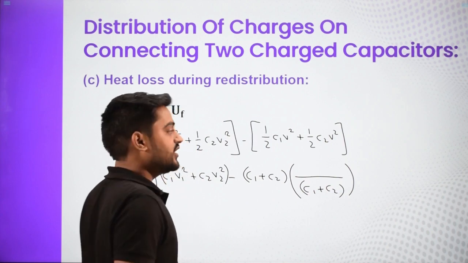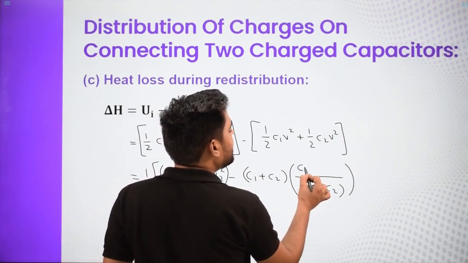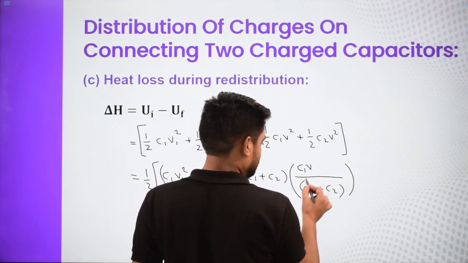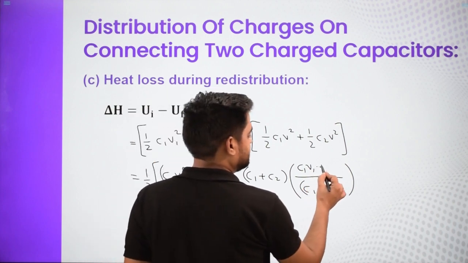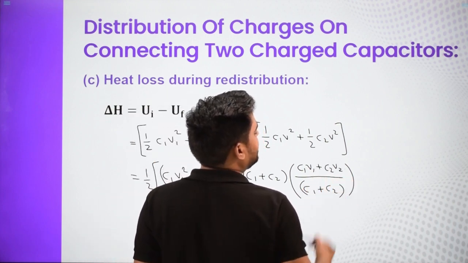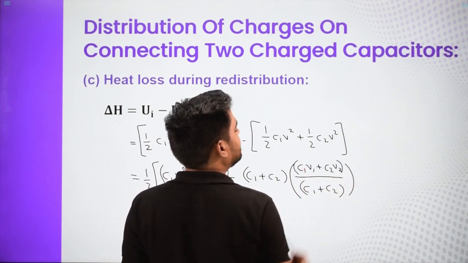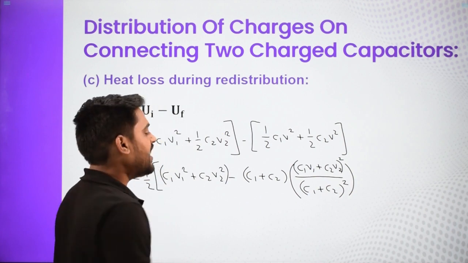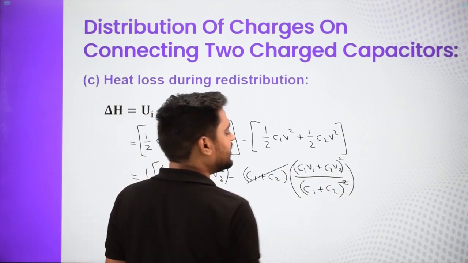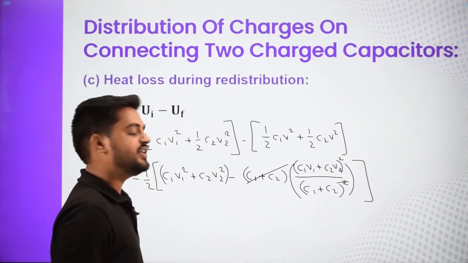Total charge is Q1 plus Q2. But instead of Q1 plus Q2, I am writing C1V1, that is the initial charge on capacitor 1, plus C2 into V2, that is the initial charge on capacitor 2, and square of the whole thing. This entire thing is squared, so there is a square over here and a square over here. What I can do is cancel this out over here, and in the entire thing I am taking C1 plus C2 as common.